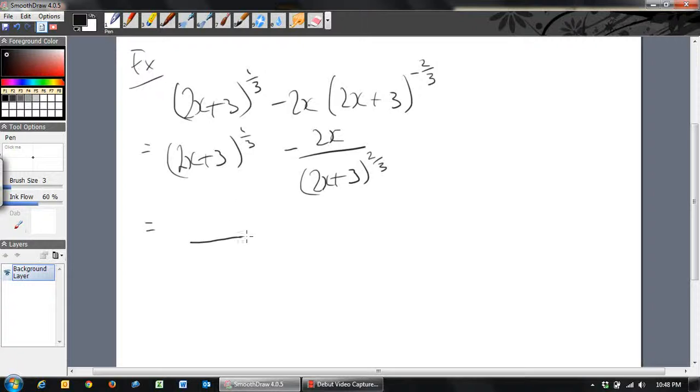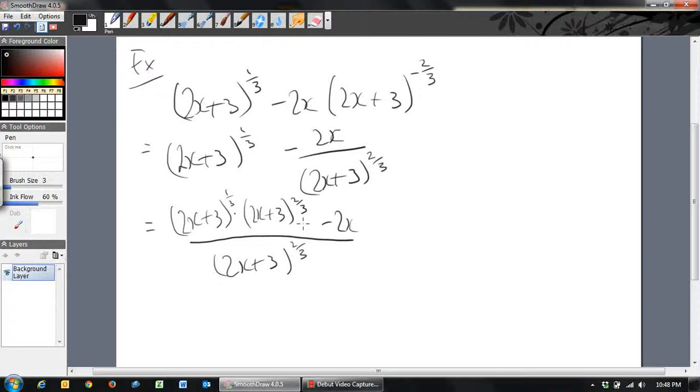So we're going to have on the bottom line 2x plus 3 to the 2/3, and we'll have negative 2x there. And what do we have to do to this side? Well, we've multiplied the bottom by 2x plus 3 to the 2/3, so we need to multiply the top by 2x plus 3 to the 2/3. So I'll write it like this: 1/3. Hopefully I've got enough room. So I need to multiply the top by 2x plus 3 to the 2/3. Okay, I hope you understand what I've done there. To get the denominator of 2x plus 3 to the 2/3, I've multiplied the top line by that as well.